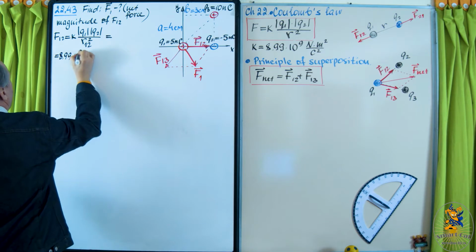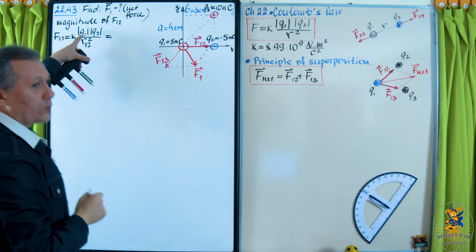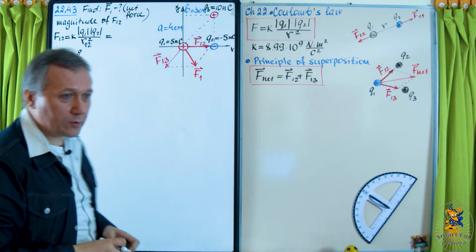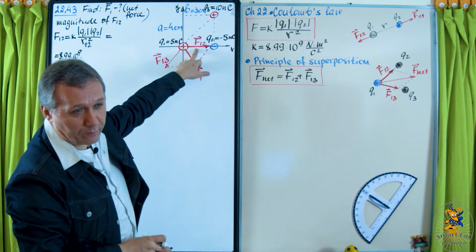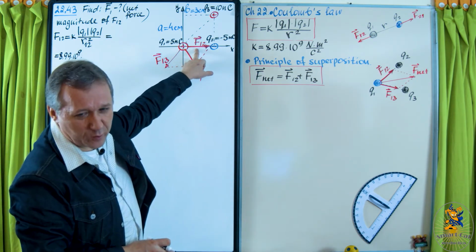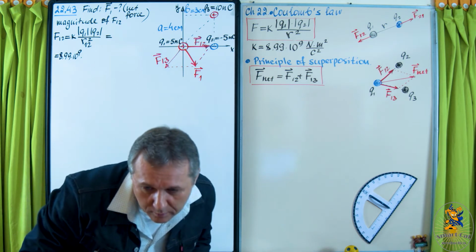8.99 times 10 to the power of 9. Then absolute value of Q1. Again, I emphasize absolute values because now we know the direction of the force, so now we don't need those pluses and minuses.